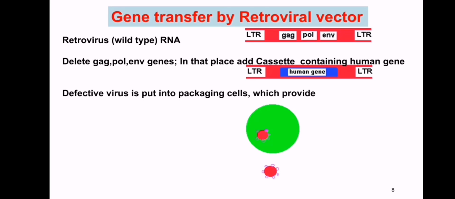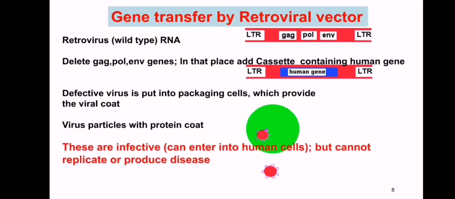Defective virus is put into packaging cells which provide the viral code. Defective virus in the sense it has been now modified, introducing a human gene into it, right? So now we find the viral particles with the protein coat. The protein coat is necessary for the virus to be infective. These viruses are infective and can enter into human cells.